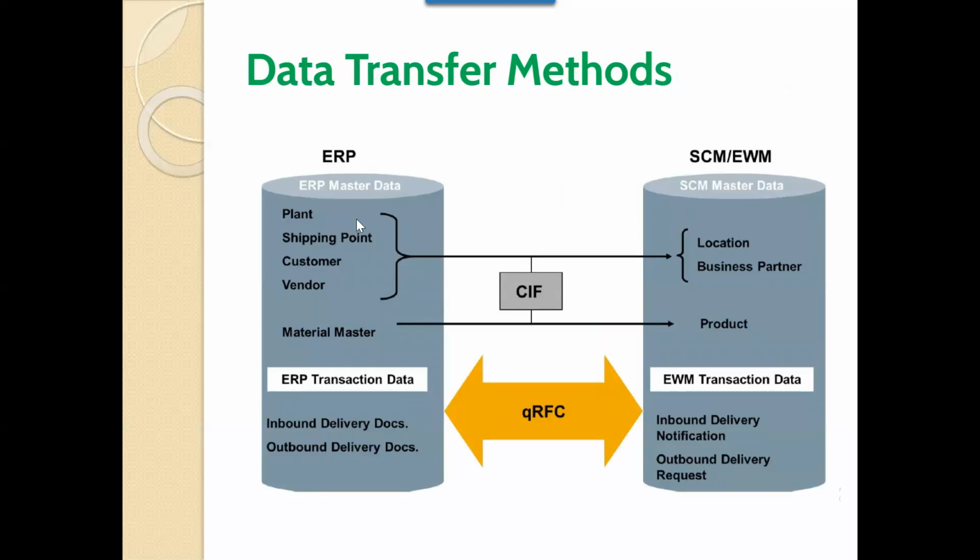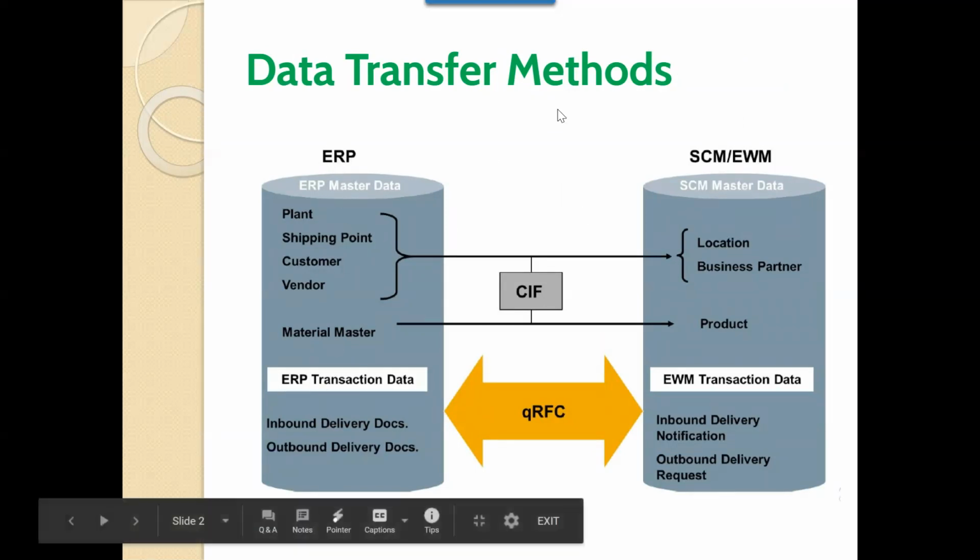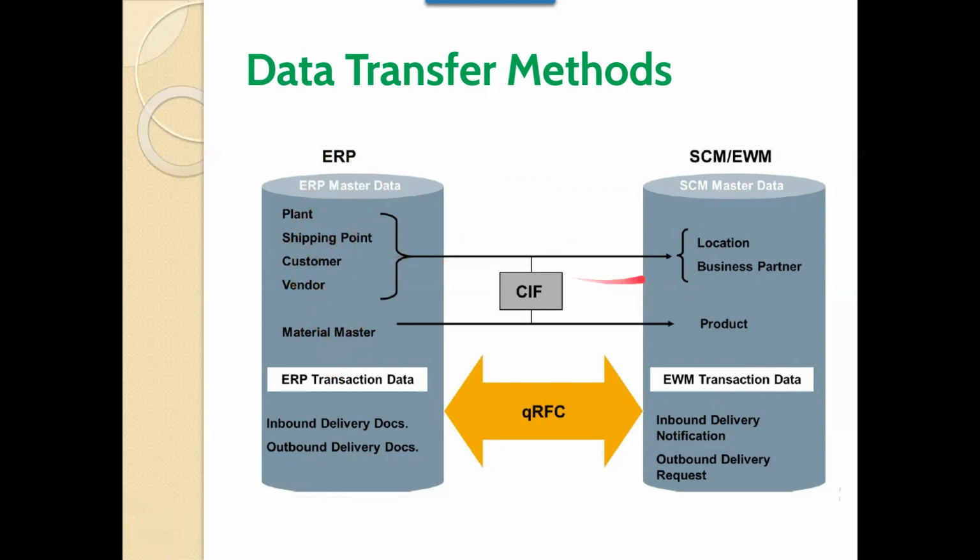And data transfer. So I'm talking about this and this. Let us take an example. You have two systems, ERP separate and EWM separate. In that case, the master data which is coming from the ERP system is called external master data, and this is going to be transferred here. Of course, there is some master data which is also created in EWM, that is called internal master data.